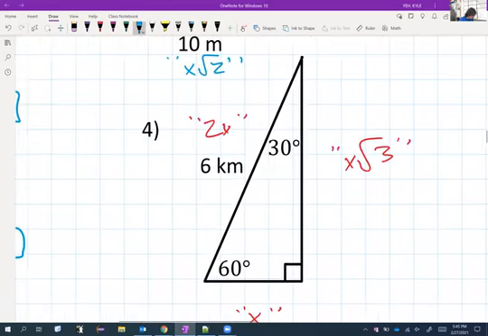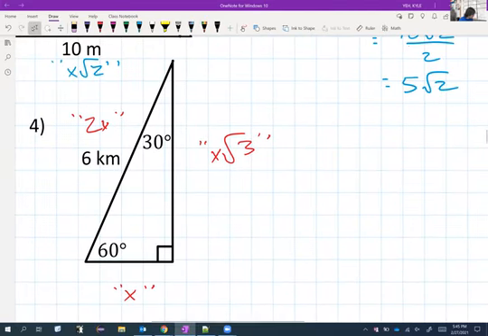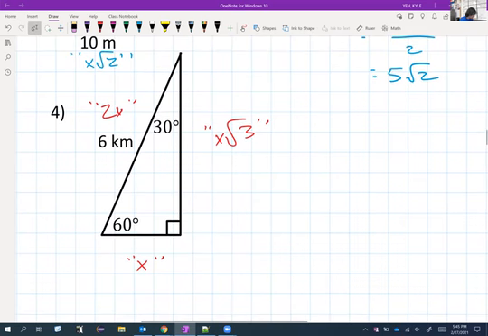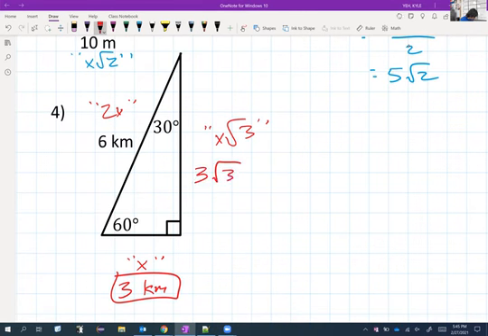And then number 4, we start with the hypotenuse. It's 2x is 6 kilometers. That means my x side is just going to be 3 kilometers. And my x root 3 will be 3 root 3 kilometers.